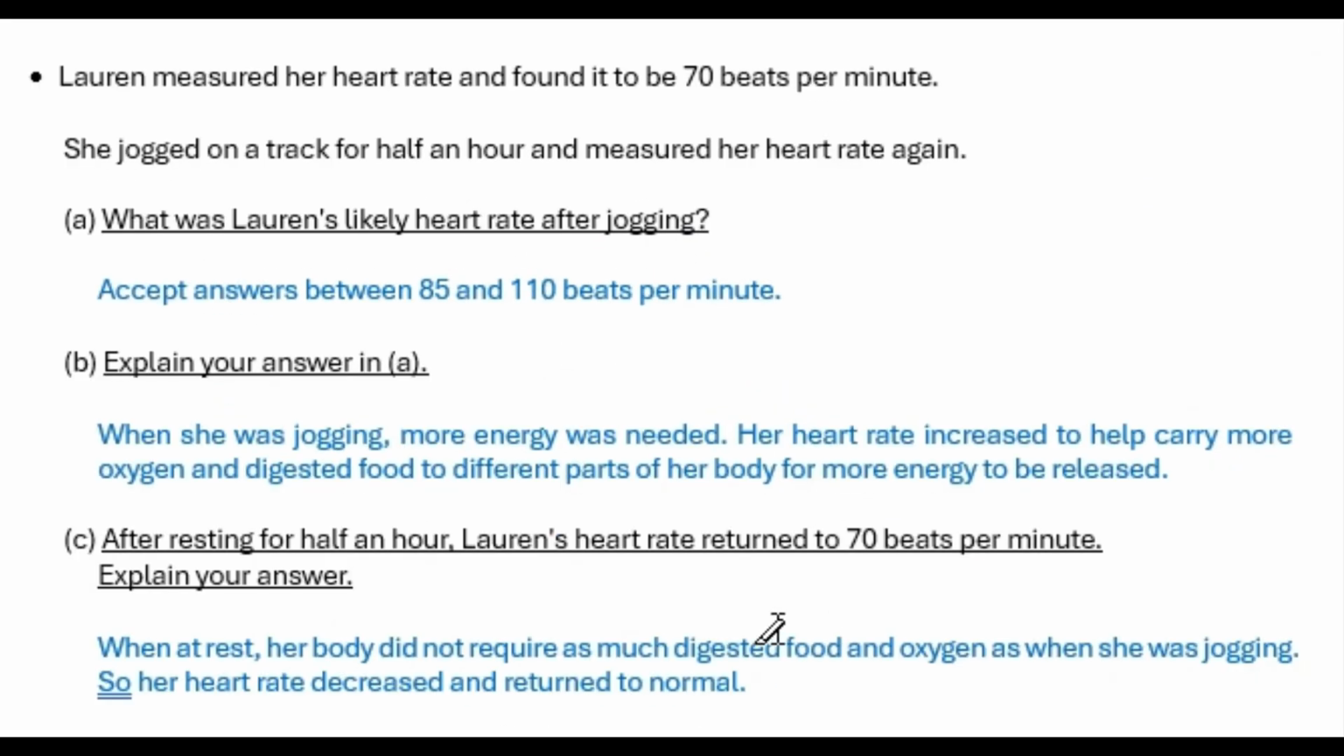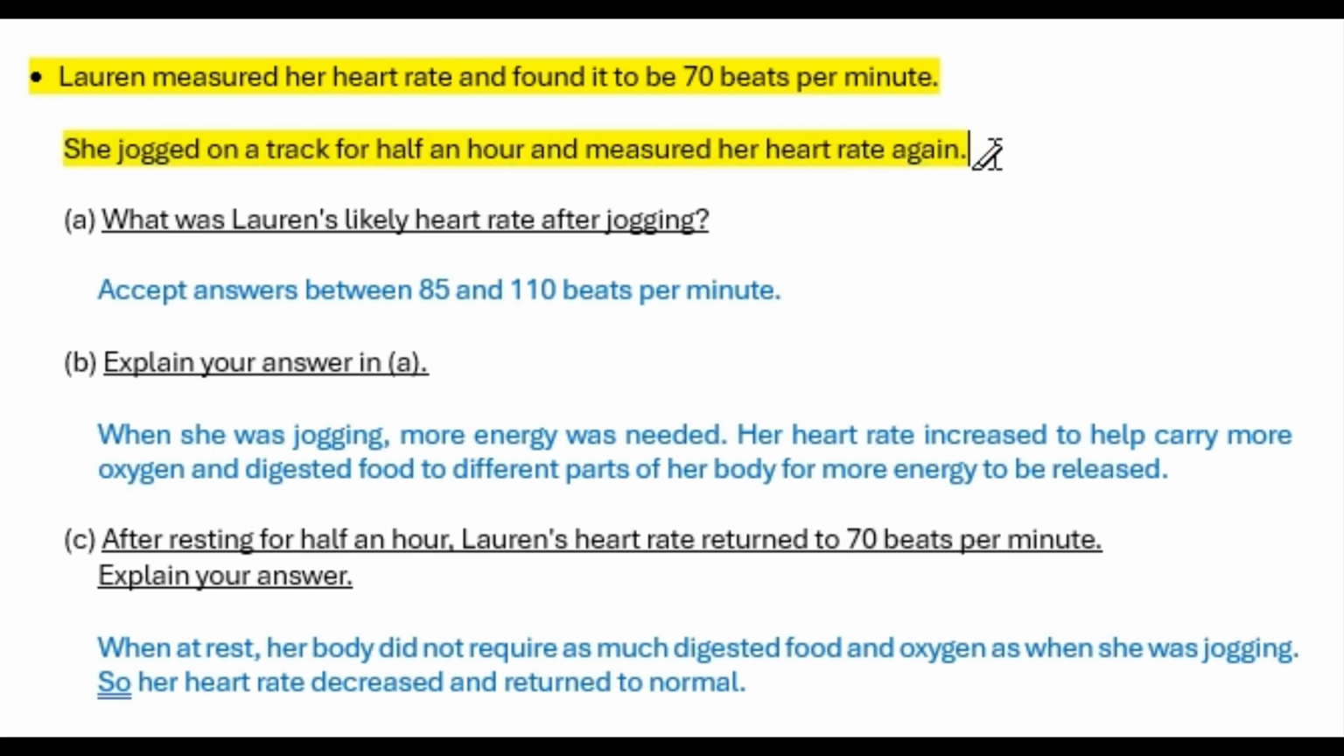Lauren measured her heart rate and found it to be 70 beats per minute. She jogged on a track for half an hour and measured her heart rate again. What was Lauren's likely heart rate after jogging? Accept answers between 85 and 110 beats per minute.